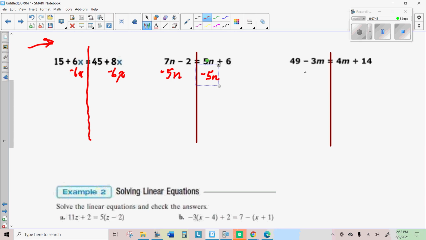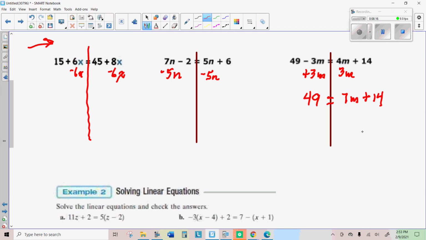On this one, I would actually add 3m, because when I add 3m to 4m, I'm going to get a positive 7m. And on this side, I would get 0. I'll finish up this one, and then I'll let you guys go and do the other two. But 49 minus 3m plus 3m is just 49. So it's gone. No more m on that side. And on this side, I have 7m plus 14.